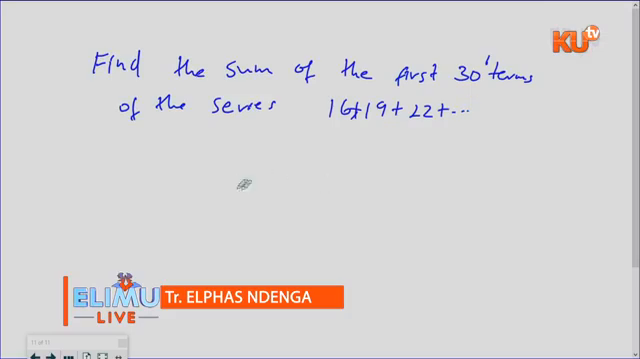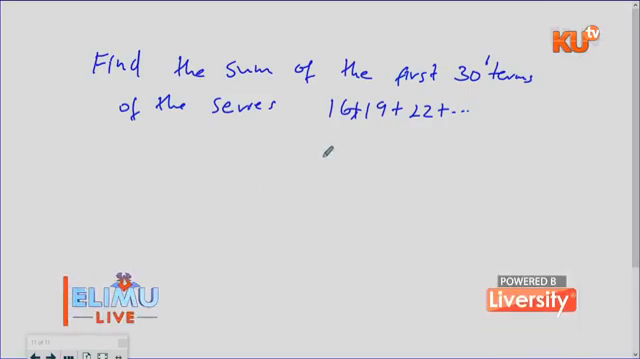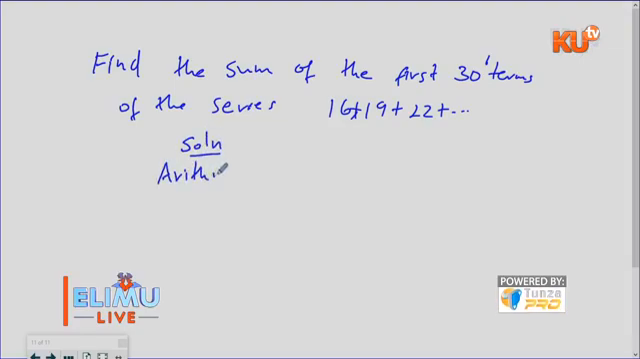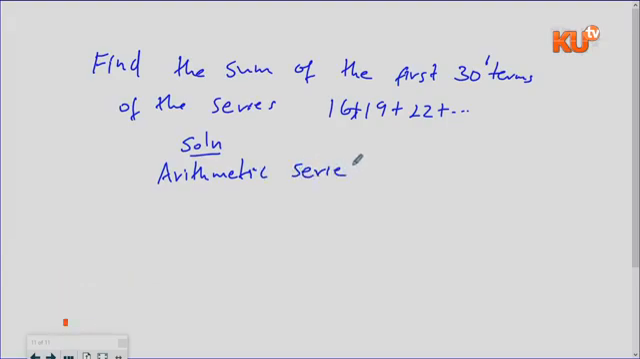First, we have to identify whether it's an arithmetic series or a geometric series. The difference between these two is 3. Again, the difference between these two is 3. And so it tells you that this is what we call an arithmetic series.